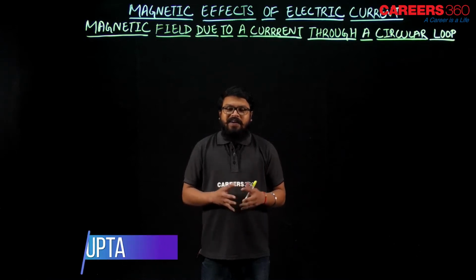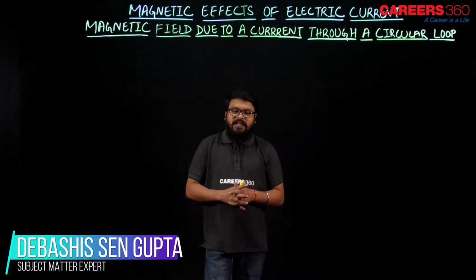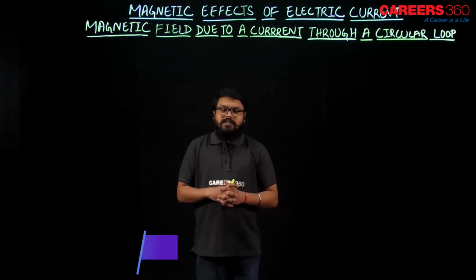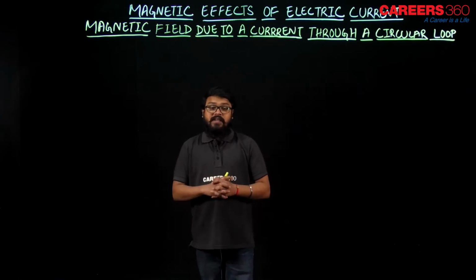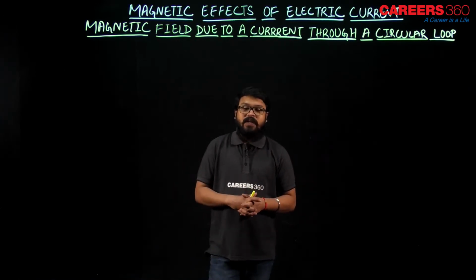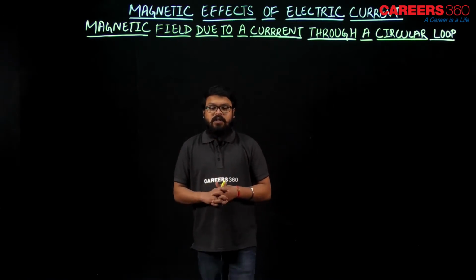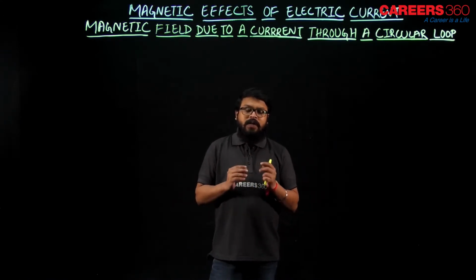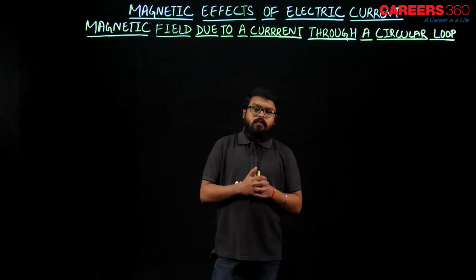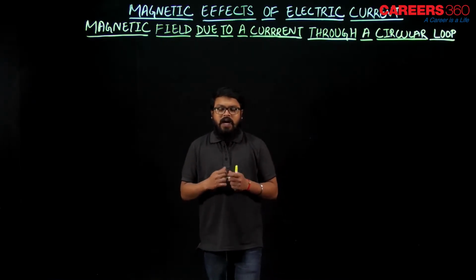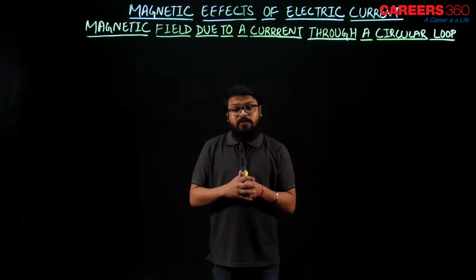Hello everyone. In today's lecture, we are going to discuss the magnetic field due to a current through a circular loop. I hope you remember we have already seen the magnetic field due to a current through a straight wire, right? Now, what if we bend that straight wire and form a circular loop? How does it look? I will still make the current flow through it.